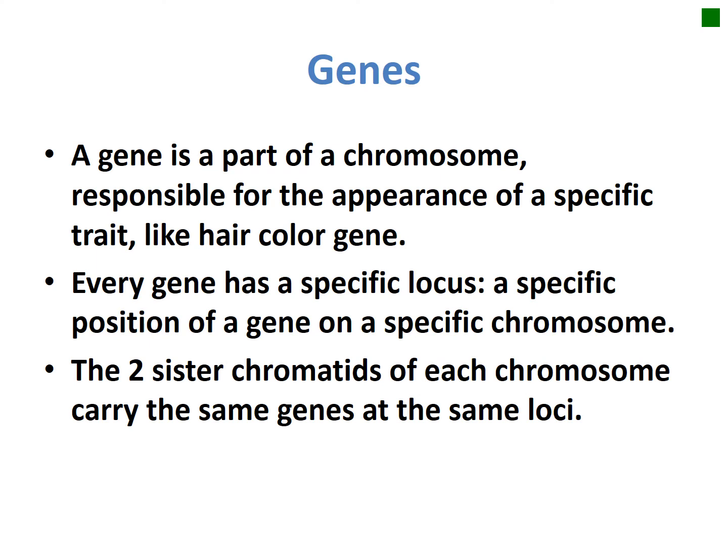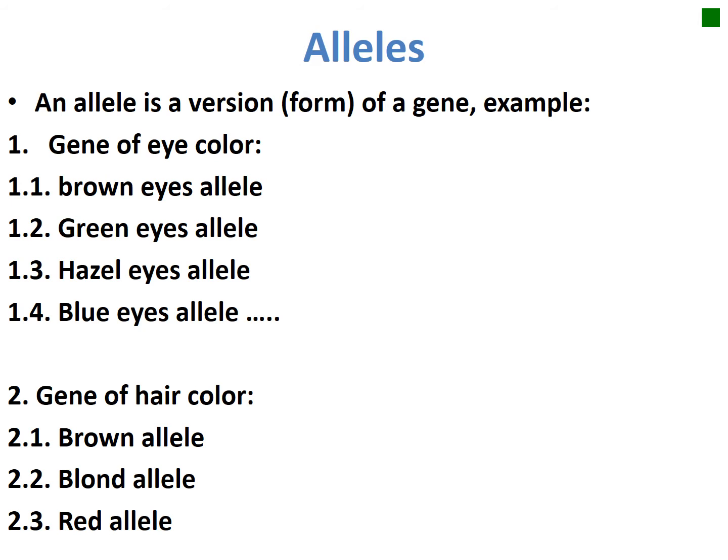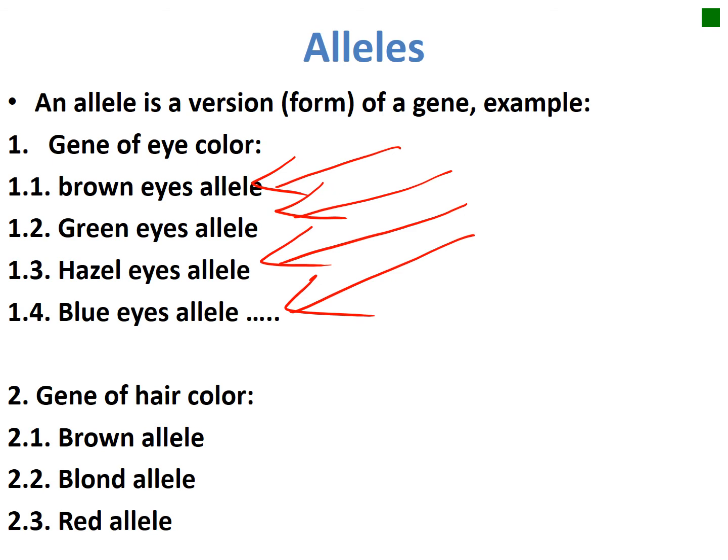Let's talk about genes. Genes are part of the chromosome. They are responsible for the appearance of specific traits, like the hair color gene, the skin color gene, the eye color gene. Every gene has a specific position. This position is called the locus. The two sister chromatids carry the same gene at the same loci. Alleles are versions or forms of the gene. For the gene of eye color, we have brown allele, green allele, hazel allele, blue allele, and others. For the gene of hair color, we have brown allele, blonde allele, red allele, black allele, and so on.